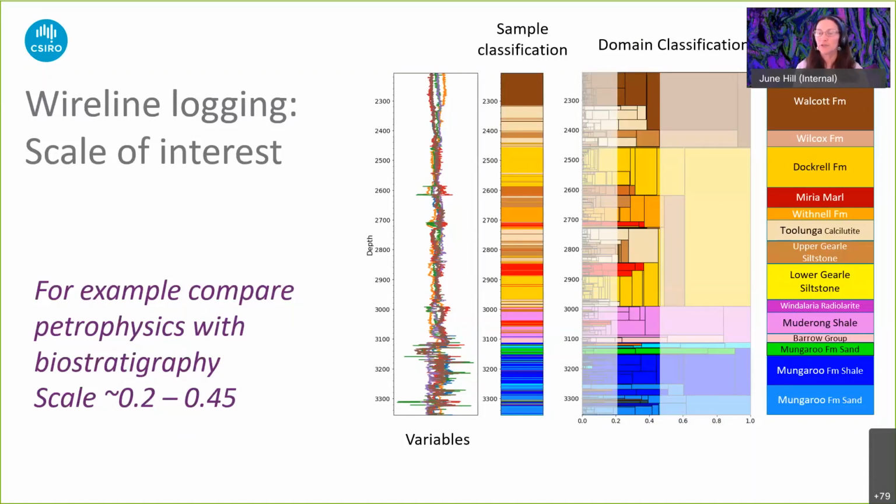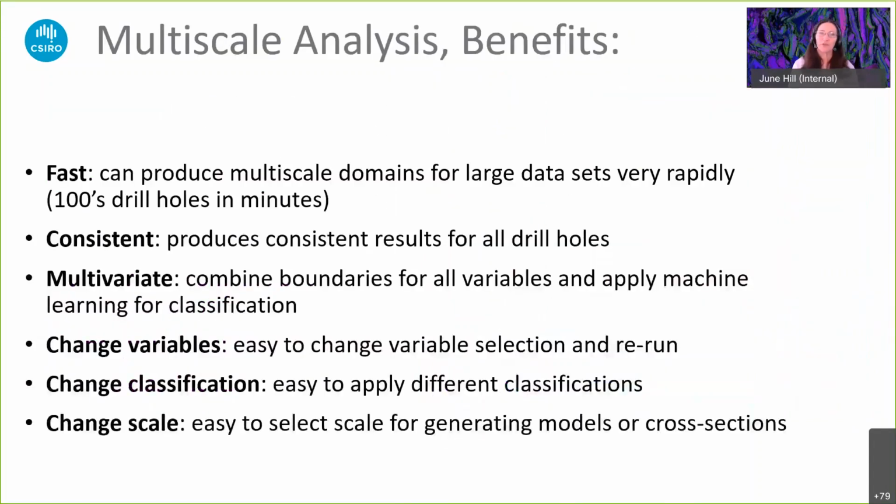So this is the sort of way you can use choosing the scale that's appropriate to the problem that you're trying to address. So what are the benefits of using this? Well, it's fast. Compared to doing manual logging, it's very, very fast. Of course, the speed depends on how much data you've got. For example, wireline logging is very dense, so it's going to be slower than if you're doing 1 meter scale geochemistry intervals. But if you've got 1 meter scale geochemistry intervals, you can run hundreds of drill holes in a matter of minutes and get an analysis out.